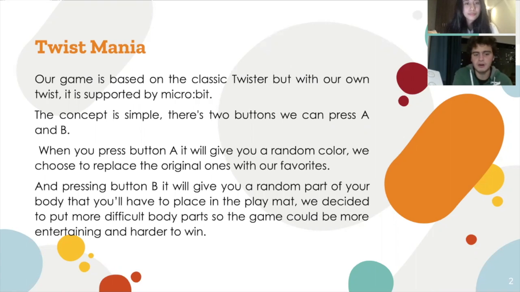When you press the button A, it will give you a random color. We chose to replace the original colors of Twister with our favorite ones. And by pressing button B, it will give you a random part of your body that you have to place on the mat. We decided to put more difficult body parts so the game could be more entertaining and harder to win.